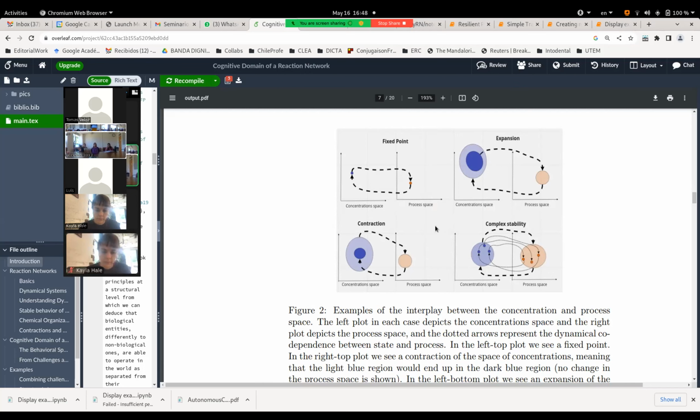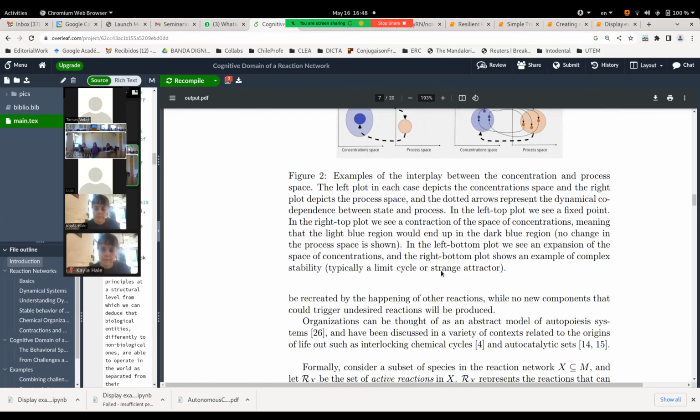Is this clear? This plot, this figure? Yeah. Okay. Cool. Then I can continue.